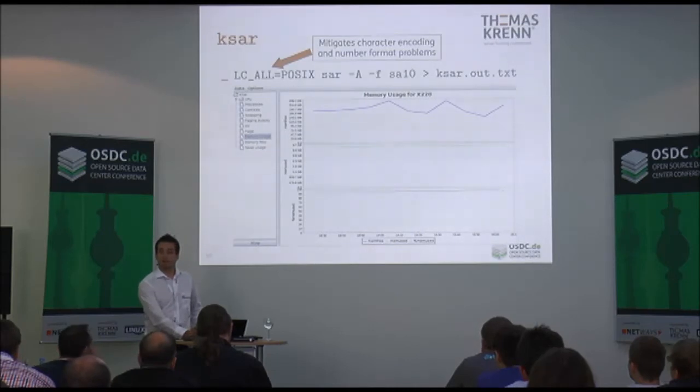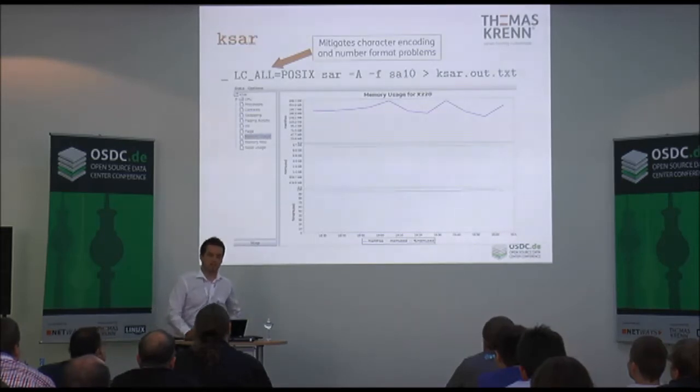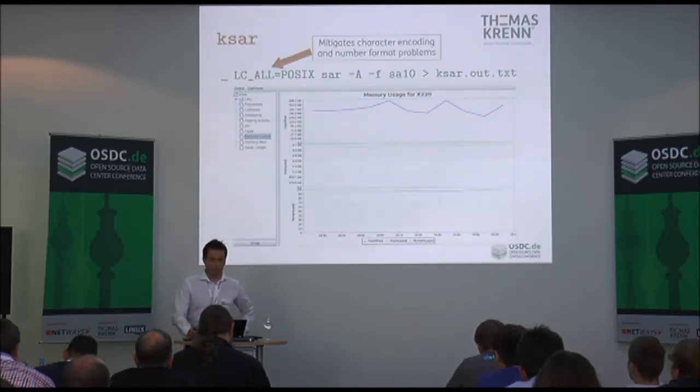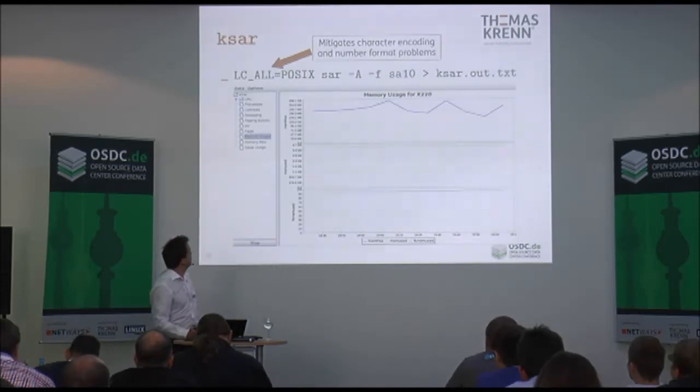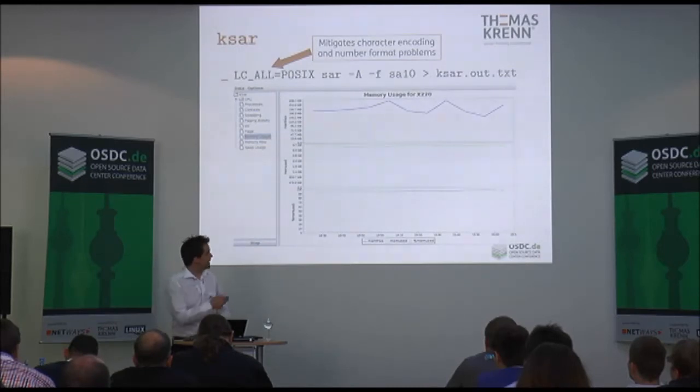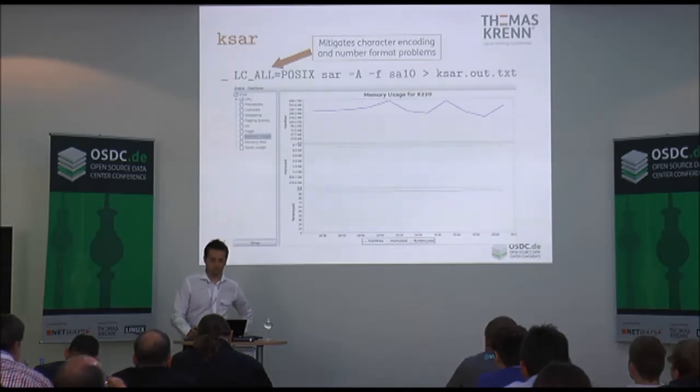Who knows Kasa? Who has used it and who hates it? Okay, it's Java-based. Unfortunately it's Java-based, but it's a simple way to check what's going on in your system. If you have problems with character encoding and number formats, then you can use the LC_ALL environment variable to ensure that you have the POSIX format in your numbers and your date formats in the Kasa output. Then you can open the output file with Kasa. This is a quick way to inspect the numbers collected by the system archive reporter.